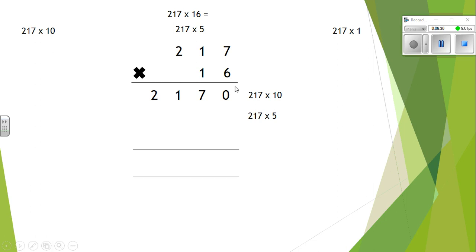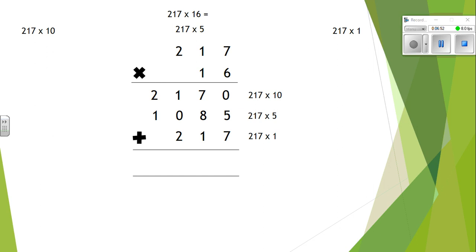Now again, you might struggle with that. So just ignore the thousands and focus on that 170. Half that 170. Okay, so work that one out. Give you a bit of time. Okay, so that's 85, and then of course we've got to halve our thousands as well. So it's 1085, and then of course 217 times 1 is 217, and then like normal, add them together.